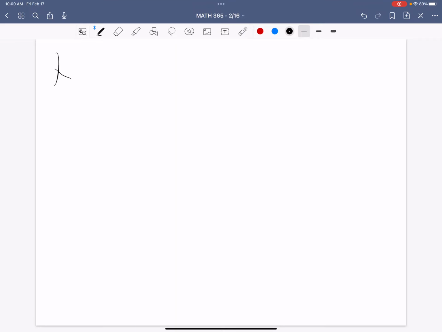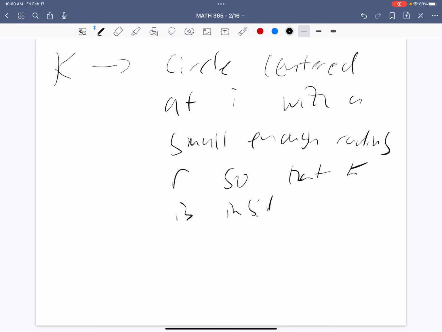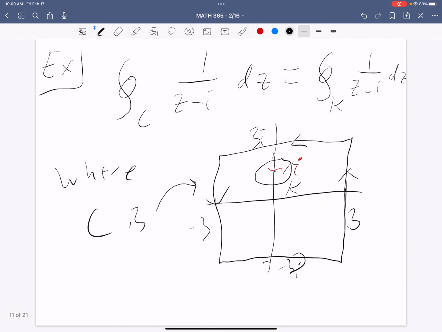So the curve K, note, is going to be what? It is a circle centered at i with a small enough radius r so that K is inside C. Okay. All right, if we go back to the picture, for those observant people in the crowd, let me make that arrow look a little bit better.